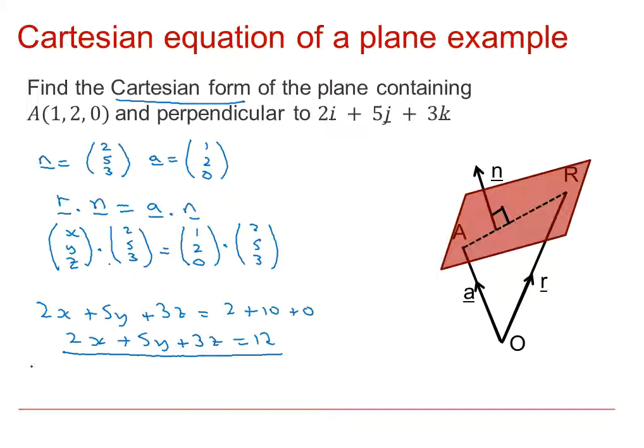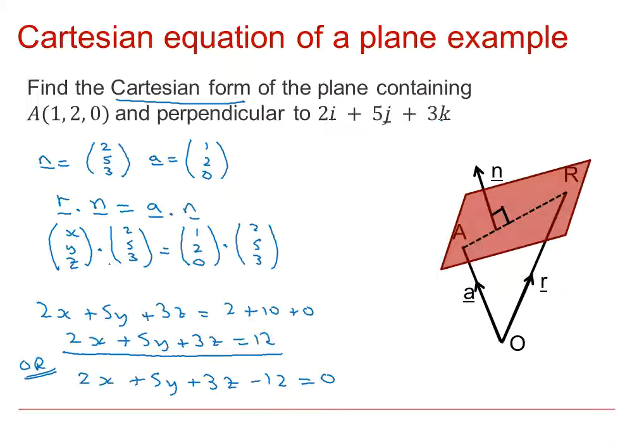However, if I was now going to go on and find the distance from the origin, for example, I would rearrange this to 2x plus 5y plus 3z minus 12 equals 0, and then I would have an equation of a plane which is compatible with the formulas to be found in your formula book.